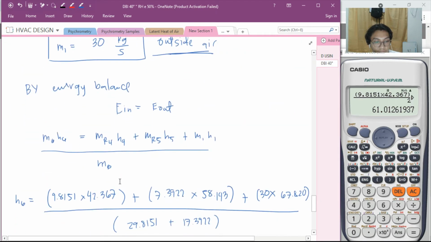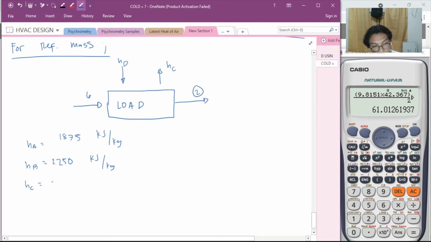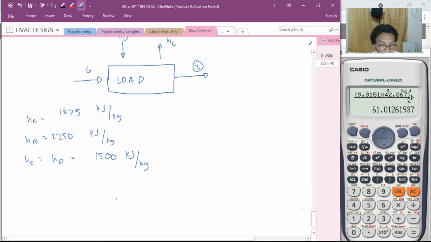Lista ulit natin yung mga notes dyan. Nandito si HA. That is 1875 kilojoule per kilogram. HB, 2250 kilojoule in every kilogram. HC is equal to HD. Bakit? Expansion valve yan. Ibig sabihin, throttling process. Okay? Equal ang enthalpy. So, that is 15 kilojoule in every kilogram. Alam na natin yung mass nung air. Okay? The mass of air or outside air, yung M6. So, we balance. Yung Q yung heat nung refrigeration is equal to dun sa air conditioning unit, yung load.